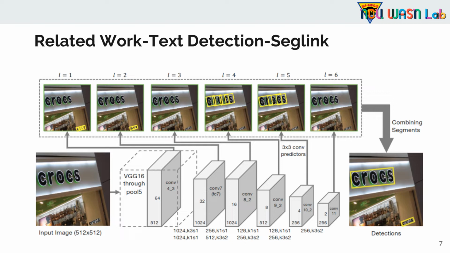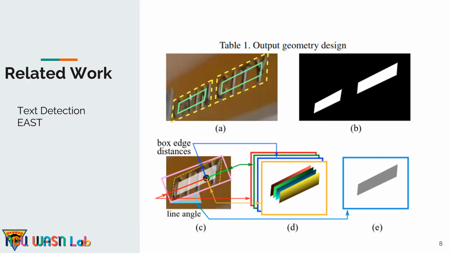SegLink has a similar concept to CTPN. SegLink detects parts of the text on different layers in different CNN networks and links them all in the end. The authors of EAST argue that cutting and merging the text is slow and complex, so EAST directly detects the 4 vertices of the text area, which makes the process faster.